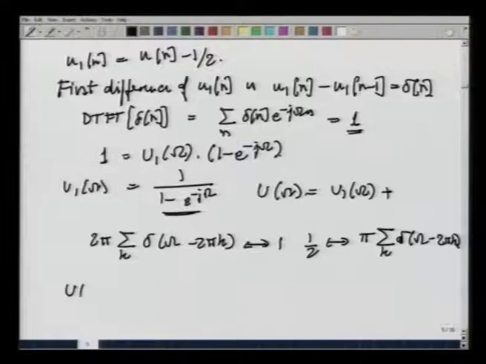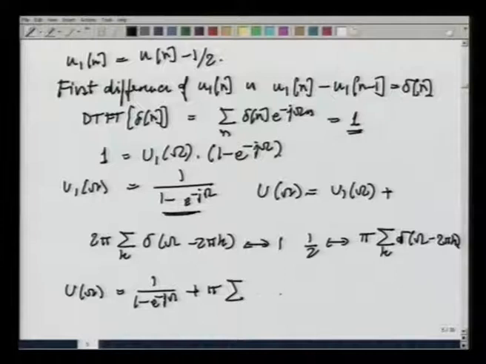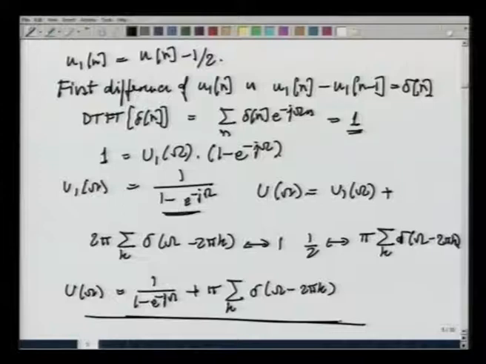So, finally, u omega equals u1 omega, which turned out to be equal to 1 by 1 minus e to the minus j omega. It is this plus the other part, the constant part half, which is equal to pi summation over all k of delta omega minus 2 pi k. This is the Fourier transform of the complete unit step.